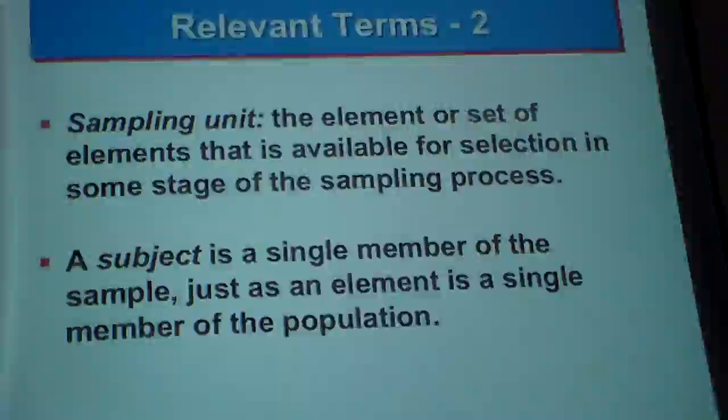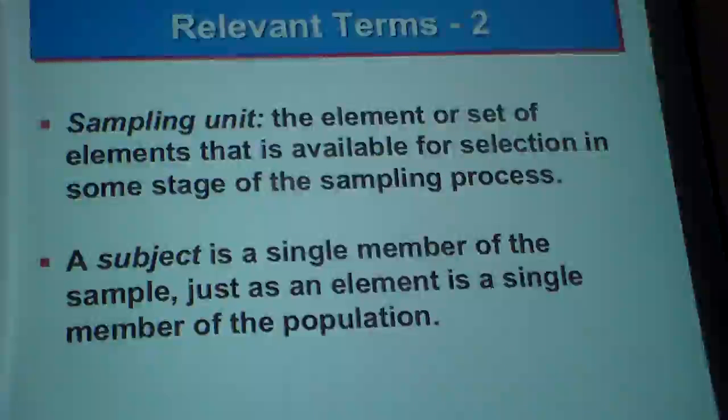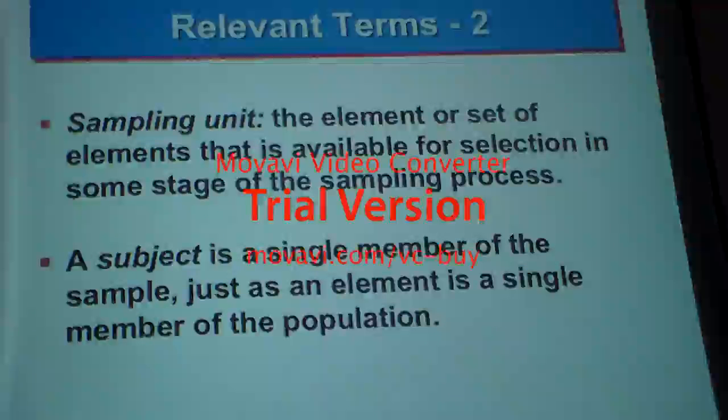Is the sampling unit the subject? No. A sampling unit could be one or a group, a set. It can be one element or a set of elements that is available for selection in some stage of the sampling process. So the sample itself we can call a unit. This is the subject, an element in the sample. But the element is an element in the whole population.